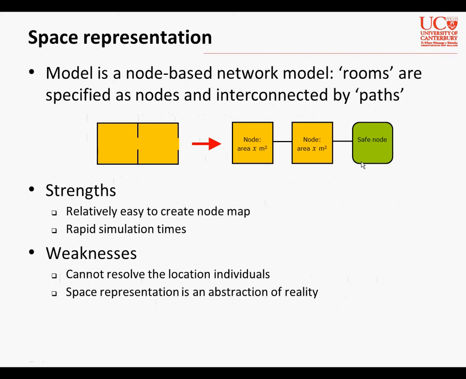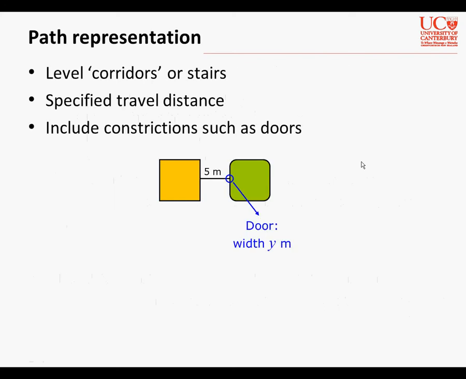The strength of the node network type approach is that it's relatively easy to create the map, and we generally get rapid simulation times. However, there are weaknesses. We cannot resolve the location of individual agents, and the space representation is an abstraction of reality. Paths are used to represent corridors or stairs. We need to specify a travel distance and then include constrictions such as doors, and we typically will need to know their width.